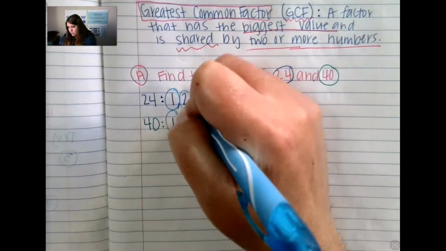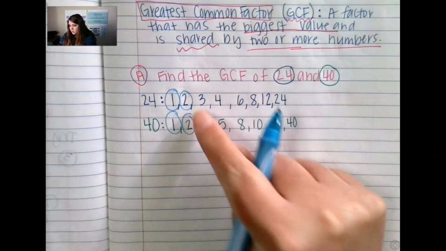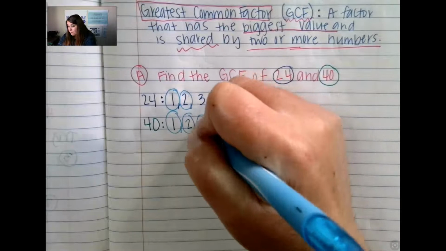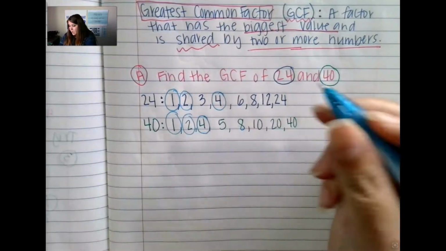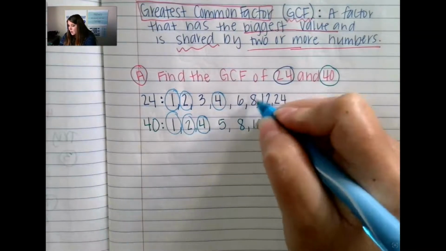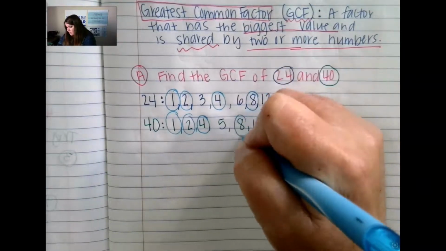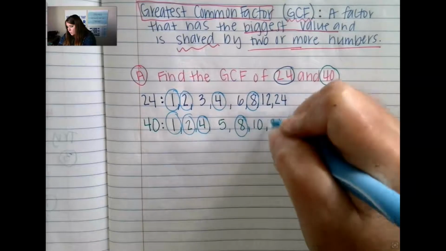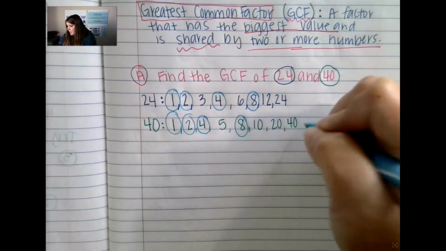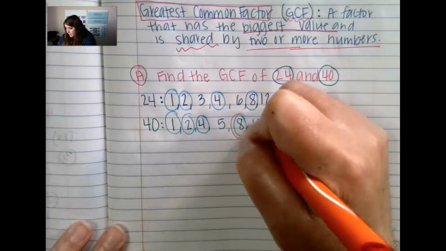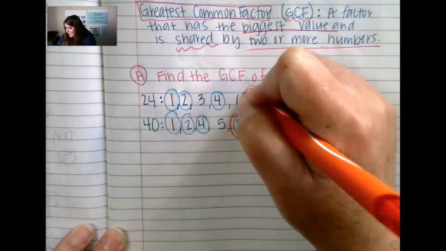They both have a 2. They do not have a 3. But they do have a 4, not a 5, nope, not a 6. They have an 8 in common. They do not have a 10 or a 12. Nope, no more matches. So the greatest common factor that they have is 8.